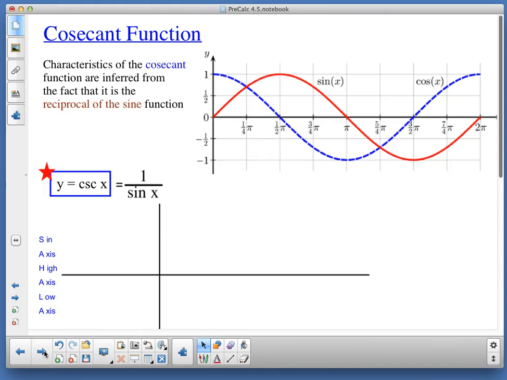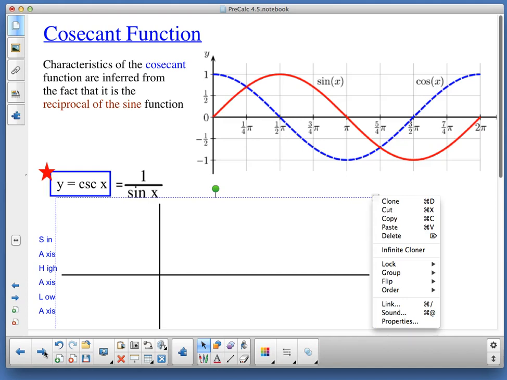Characteristics of the cosecant functions are inferred from the fact that it is the reciprocal of the sine function. Okay, I'm going to freeze this because it helps with my graphing, because moving this thing around is kind of an annoyance.